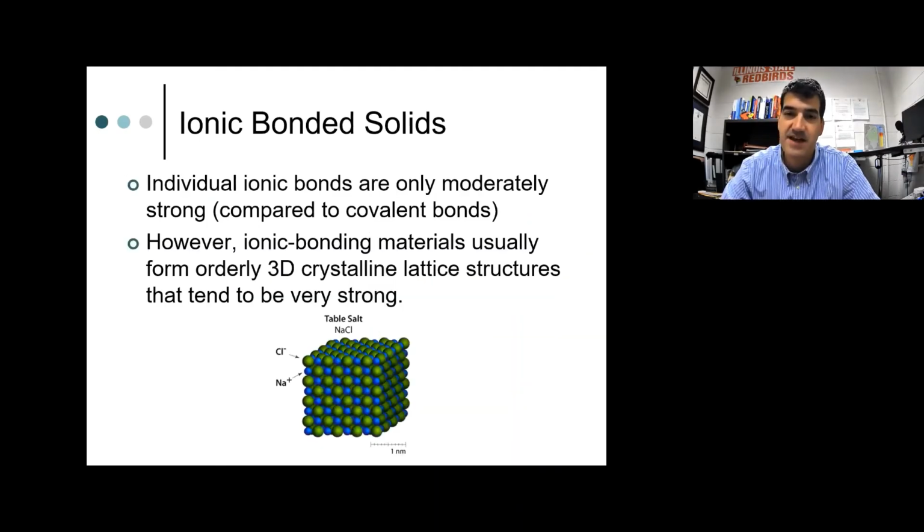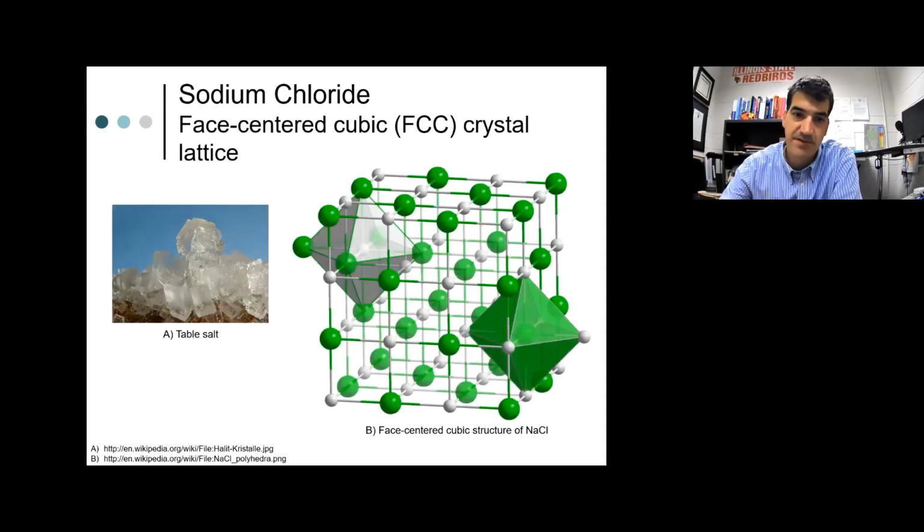All right, I've said probably all of this. So ionic bonded materials usually form lattice structures, that is repeated, ordered, 3-dimensional structures, and they tend to be very strong. Here's an example. This is what table salt looks like, and this is what it looks like in 3 dimensions.